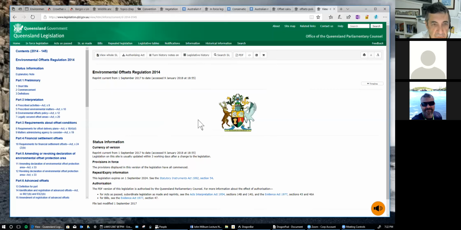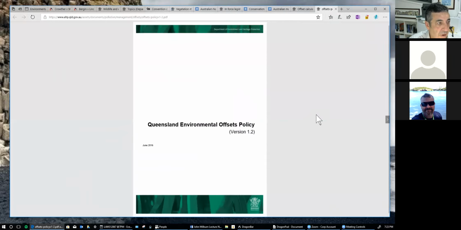Now, the regulation works in conjunction with the Act, and it provides details of prescribed activities regulated under the existing legislation and prescribed environmental matters to which the Act applies. The third suite of material relevant to environmental offsets in Queensland is the Queensland Environmental Offsets Policy. You'll see that's current as at June 2016. And these are pretty easy to find, but you'll see this is through the EHP, so www.ehp.qld.gov.au, Assets, Documents, Pollution Management Offsets Policy.